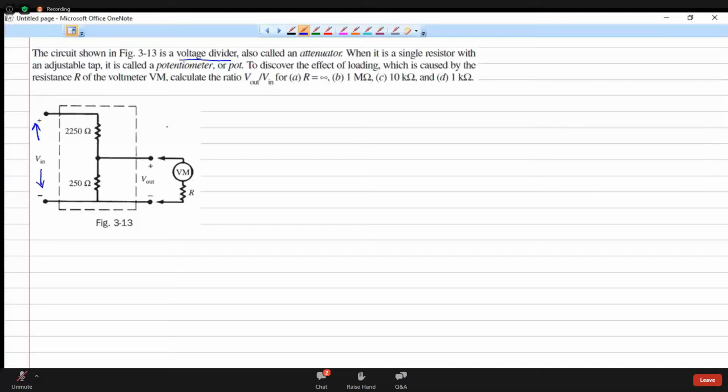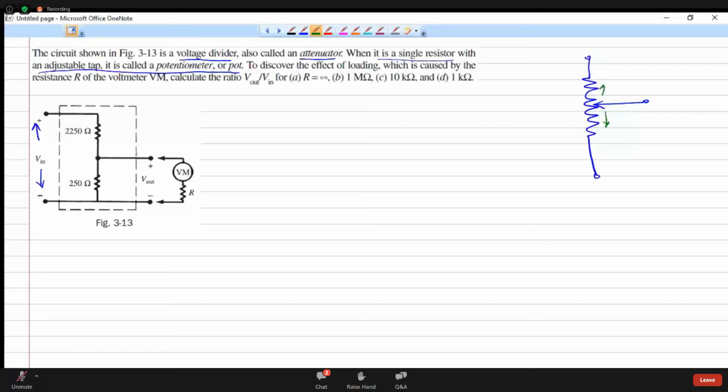Another name they have given is attenuator also. Then they say that when it is a single resistor with an adjustable tap, it is called a potentiometer, or pot in short. So a pot is nothing but a resistor like this, and we have a variable lead like this, which can be moved along this resistor. So we can move this to and fro like this.